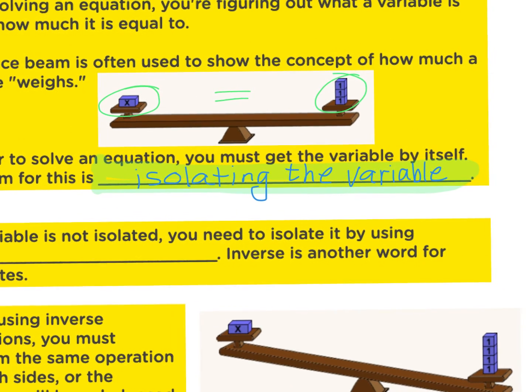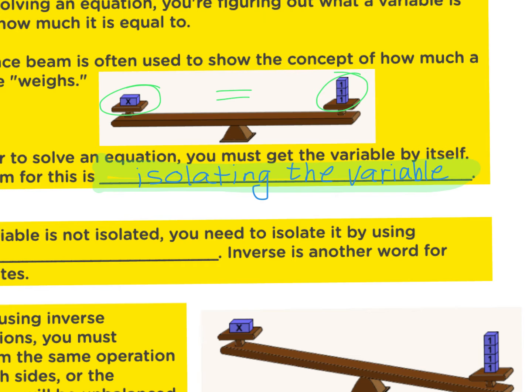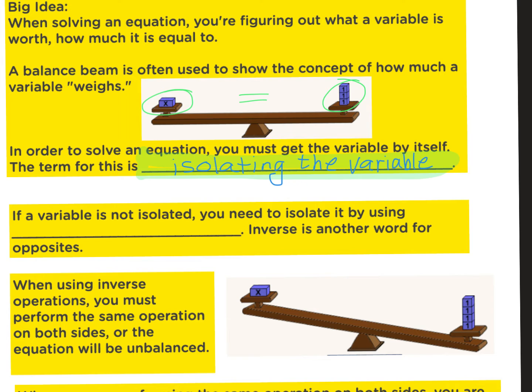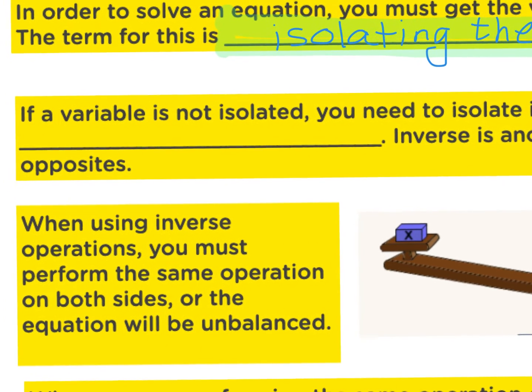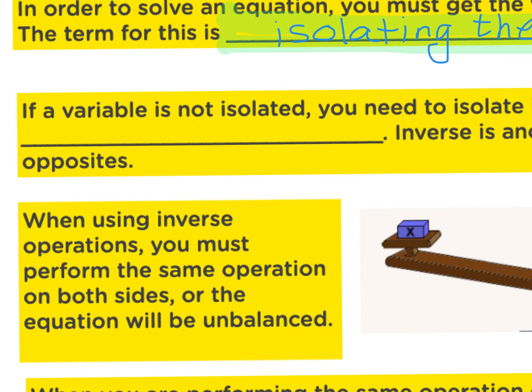So isolating the variable is the big kid word for getting the variable by itself. We're going to look at some examples of how to do that in a minute, but right now I just want to give you the words. If the variable is not isolated, we've got to get rid of any number that is hanging out with that variable.